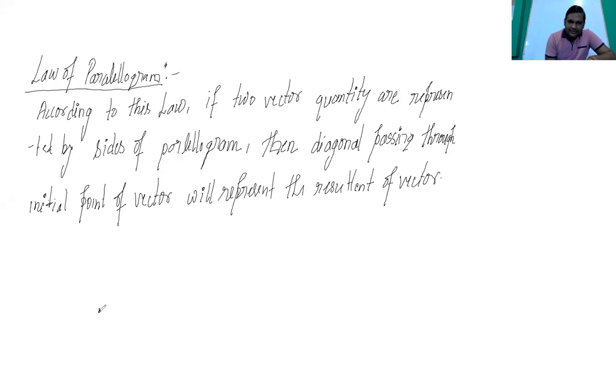Suppose there are two vectors that are acting as the sides of the parallelogram, meaning these will be your co-initial vectors. Okay, it's like this. Suppose this is your A vector, and this is, let's say, your B vector. Now you can see these are basically co-initial vectors.